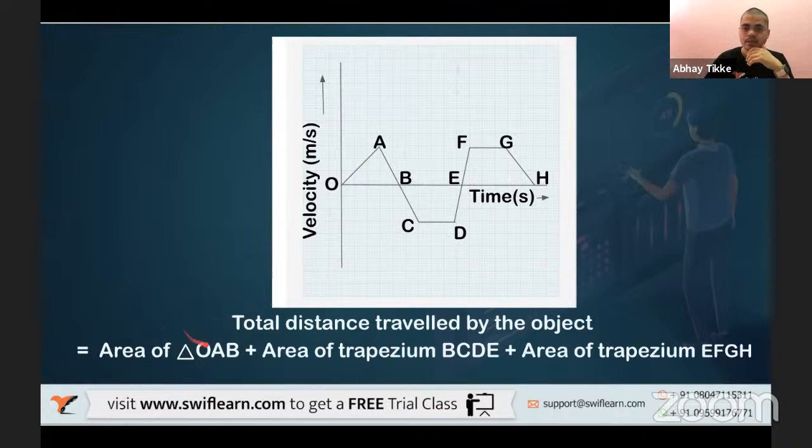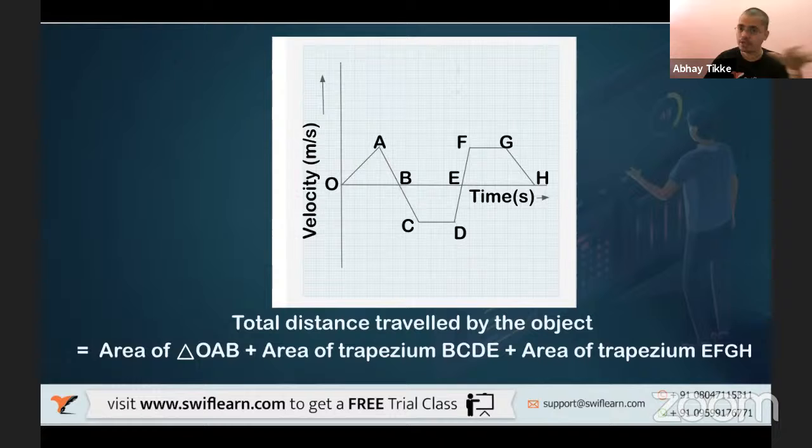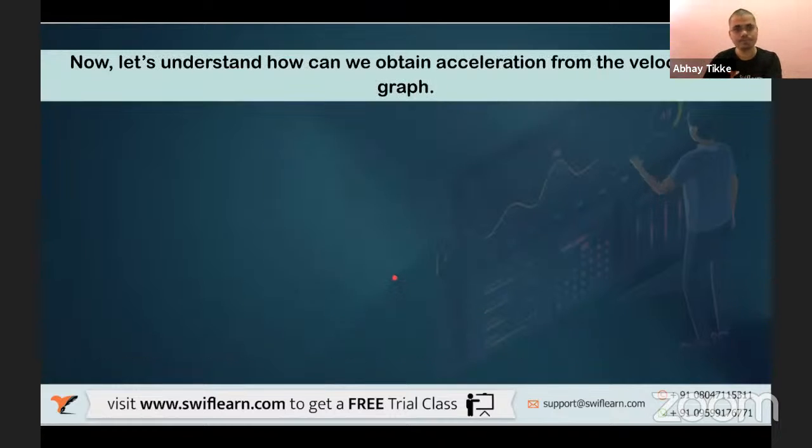Okay, so total distance is area of OAB plus area of trapezium BCD plus area of trapezium EFGH, right? तो ये सब ऐड होगा. ओके, डिस्प्लेसमेंट में पॉजिटिव नेगेटिव होगा, दैट यू हैव टू रिमेंबर. Okay, now let's understand how we obtain acceleration from the velocity time graph.